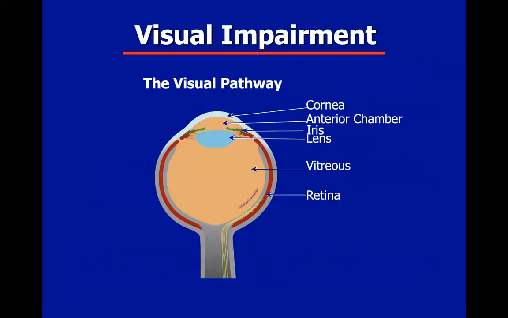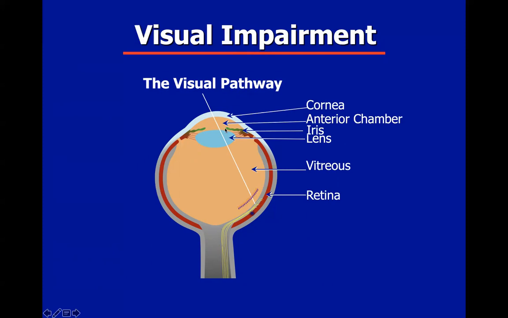Let's talk a little about the visual pathway. The visual pathway really starts with the cornea. That's when the vision first hits the visual pathway. And then you have your anterior chamber. And I mentioned to you before, this is where your aqueous humor is produced by the ciliary body. It's produced by the ciliary body and actually circulates in the anterior chamber and what we refer to as the posterior chamber, which is between the iris and lens.